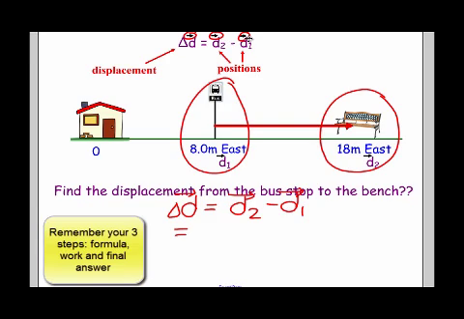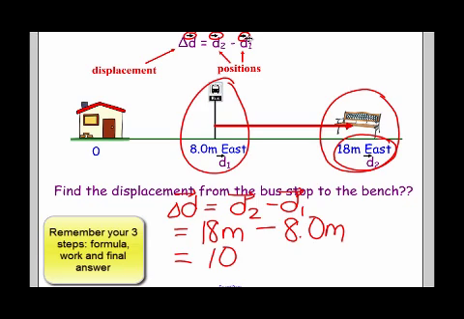Second step, I'll plug in my values. My second one, or my distance 2, way over here, is 18 meters, minus my original, or my first distance or position, which is 8.0 meters. 18 minus 8 gives me 10 meters. So there's my magnitude, or my amount. The change in displacement is 10 meters, but then I need to put a direction.